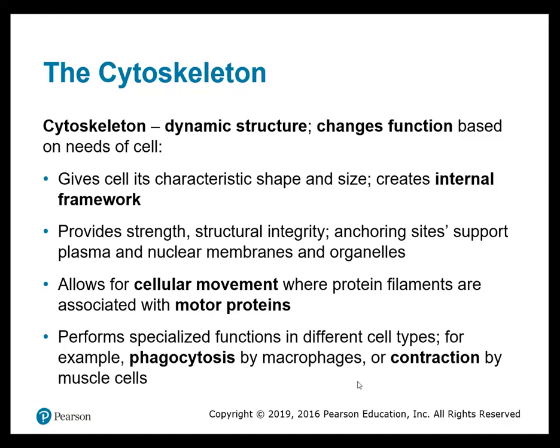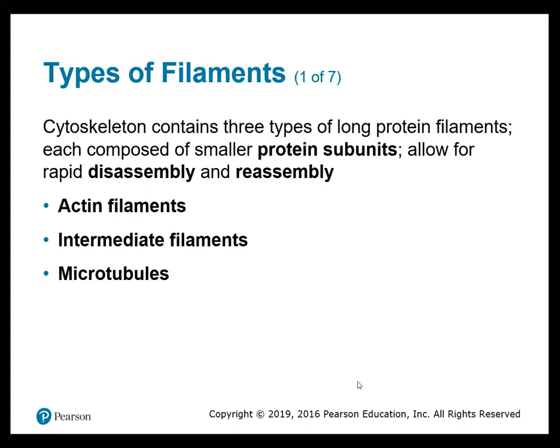It allows movement, so it can actually move things back and forth across the cell. So when we were talking about vesicles moving across the cell to get to the plasma membrane, that's being allowed by the cytoskeleton. It can also perform a handful of different cell type functions. Phagocytosis, so it can enclose things. It can contract if it's a muscle cell.